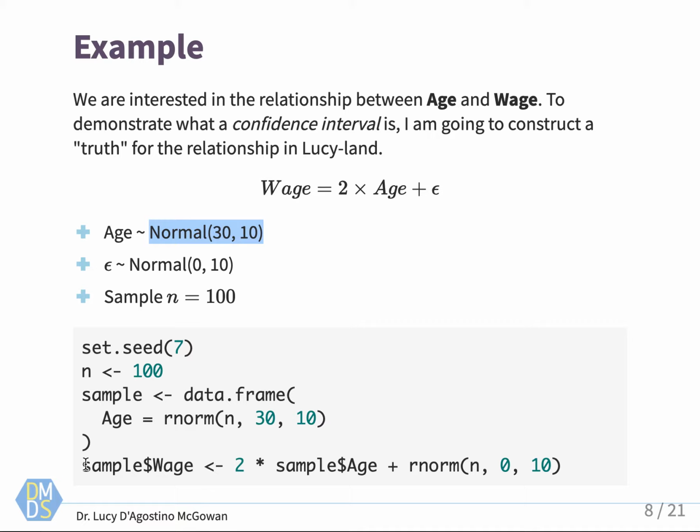And now I'm going to calculate the wage for this, and I know from my true distribution that this is going to be 2 times their age plus that epsilon term, which is just going to be a random normal with a mean of 0 and a standard deviation of 10. So that's what this is. So now I've calculated that wage variable.